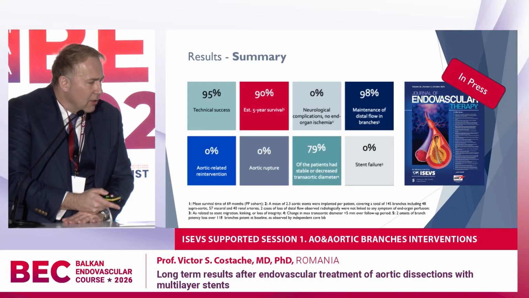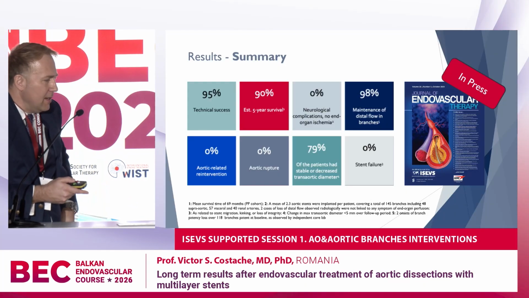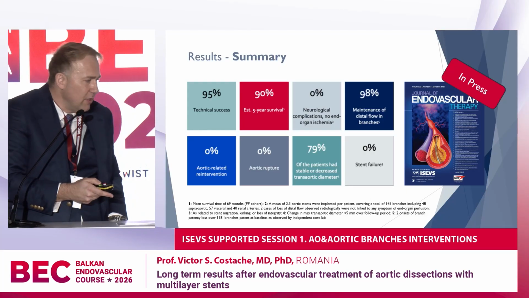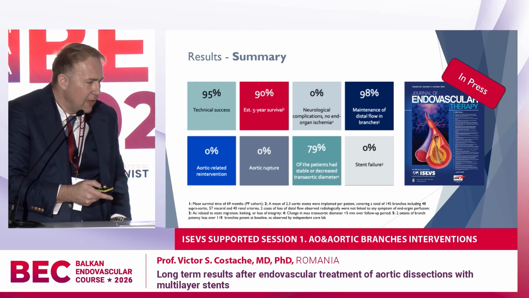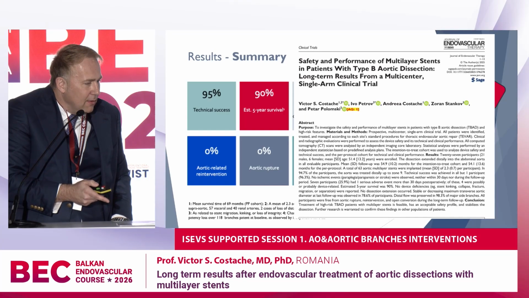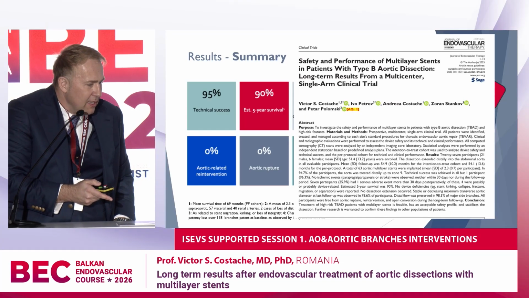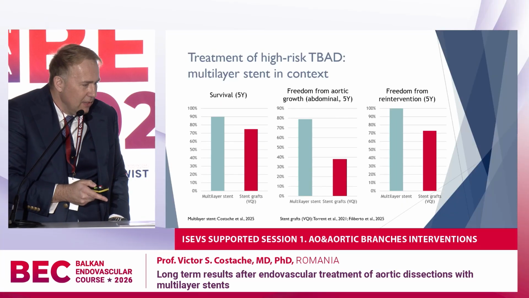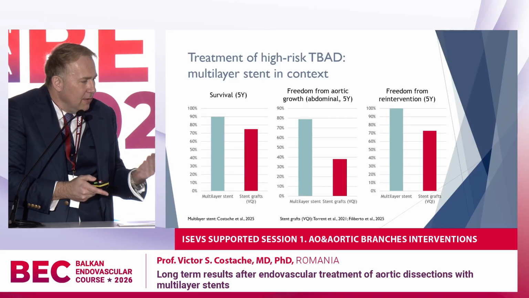So these are our global results for this study: 95% success rate, 90% 5-year survival, no ischemia, no paraplegia. And this was published in January 2026 in JVS. What does this number mean?